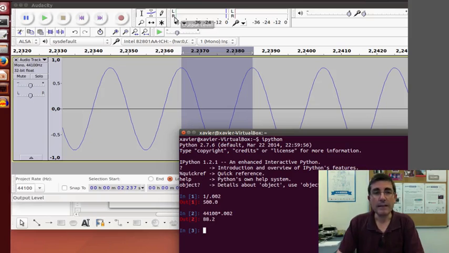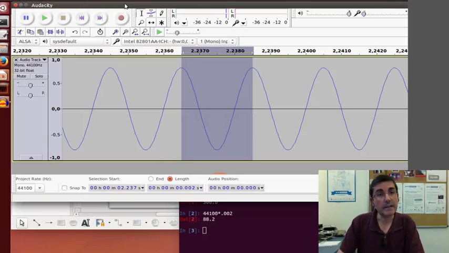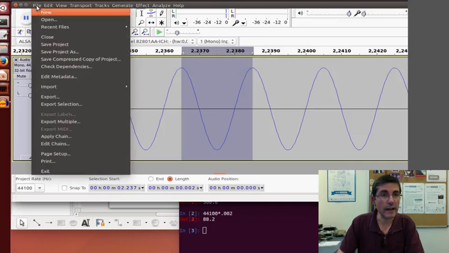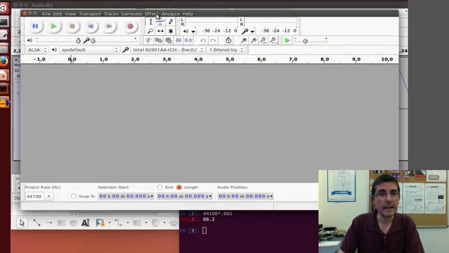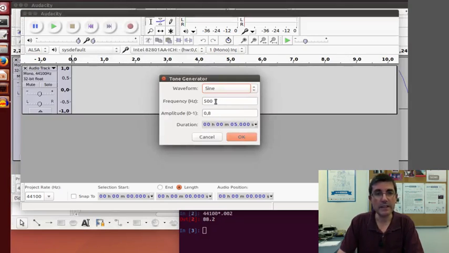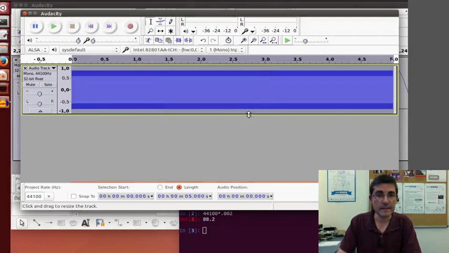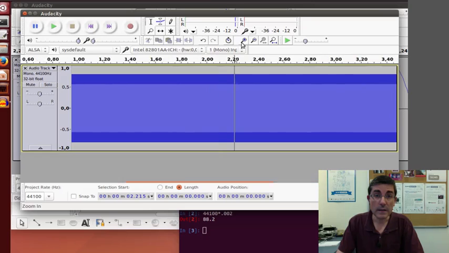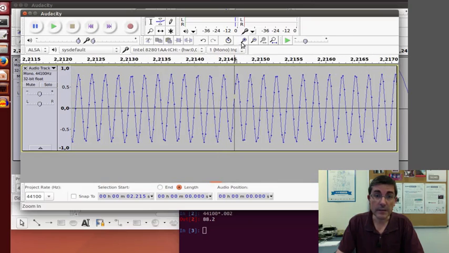Okay. Now let's generate another sinusoid, but of a different frequency. So let's maybe open a new file. Okay, and let's create another sinusoid, but instead of 500 Hertz, let's put, for example, 5,000 Hertz. Okay, so this is the sinusoid of 5,000 Hertz. We can hear it too. Okay, clearly much higher, and we can also zoom to see the periodicity.